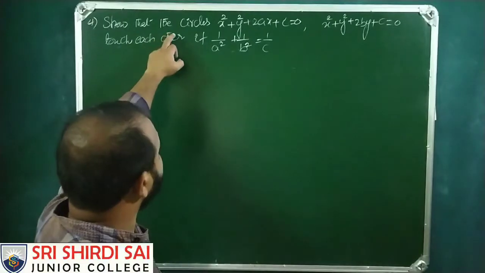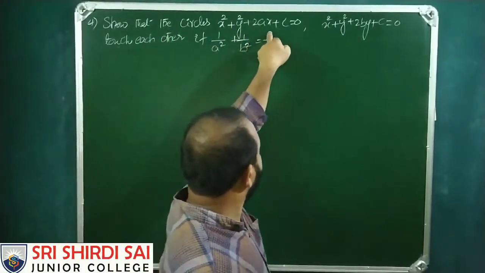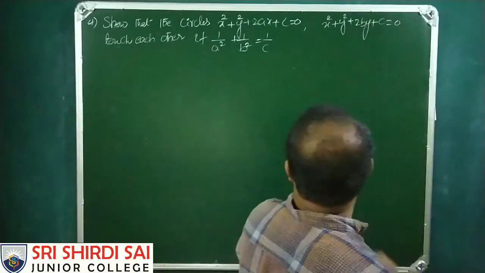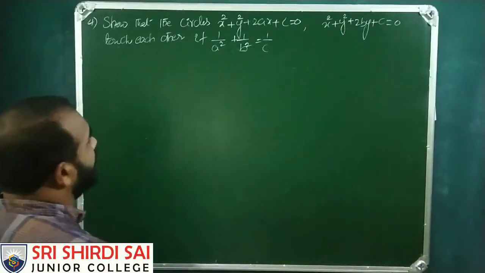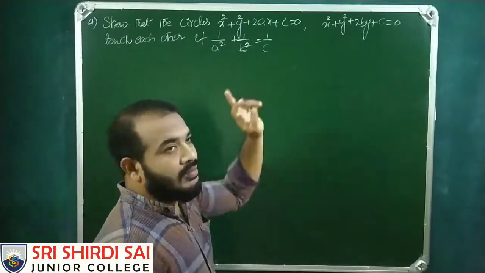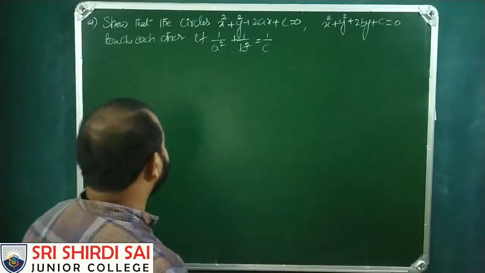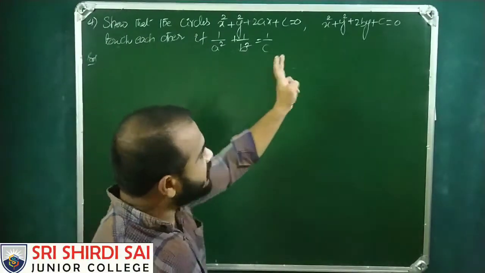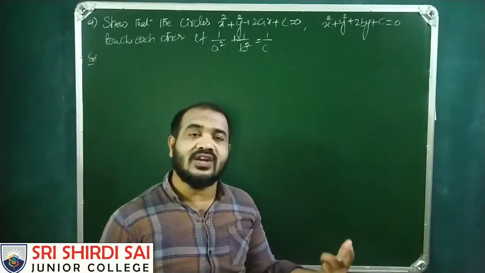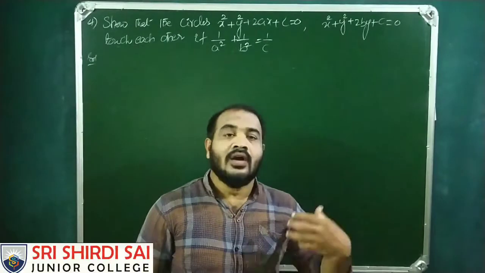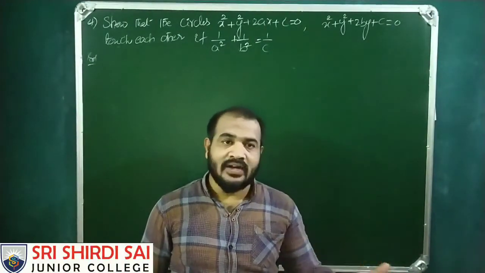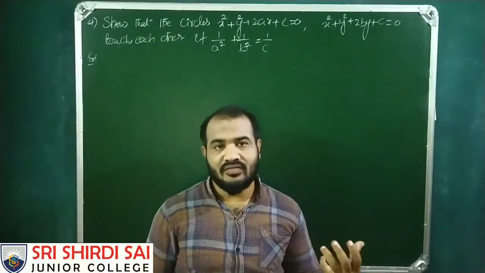Show that the circles x square plus y square plus 2ax plus c equals to 0, x square plus y square plus 2by plus c equals to 0 touch each other if 1 by a square plus 1 by b square equals to 1 by c. So, since the two circles touch each other, but how are the two circles going to touch? What I mean to say is external touching or internally touching. So that we don't know.